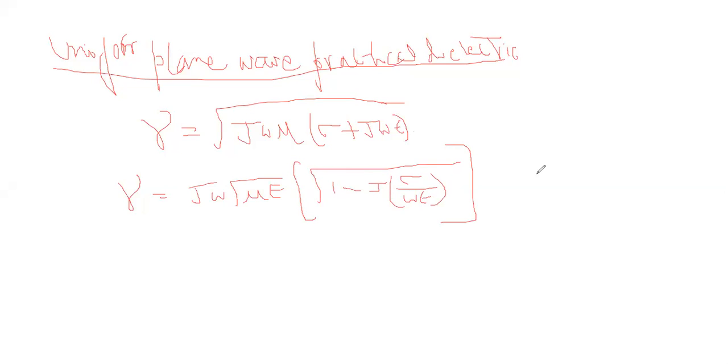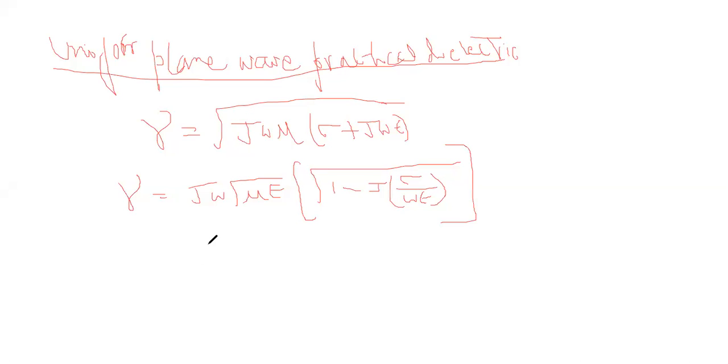For a perfect conductor, it is greater than one; less than one, it is a perfect dielectric. Now we are going to derive the equation for the practical dielectric. Practical dielectric means alpha is there and beta is also there. Both are present, alpha is not equal to 0.